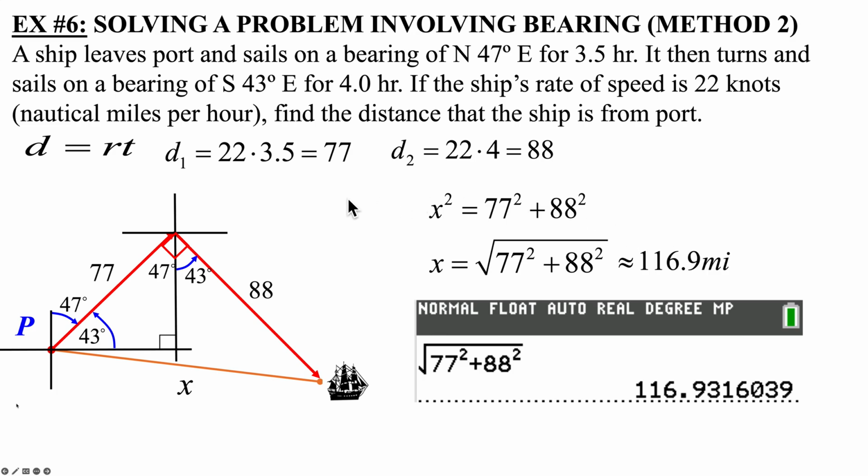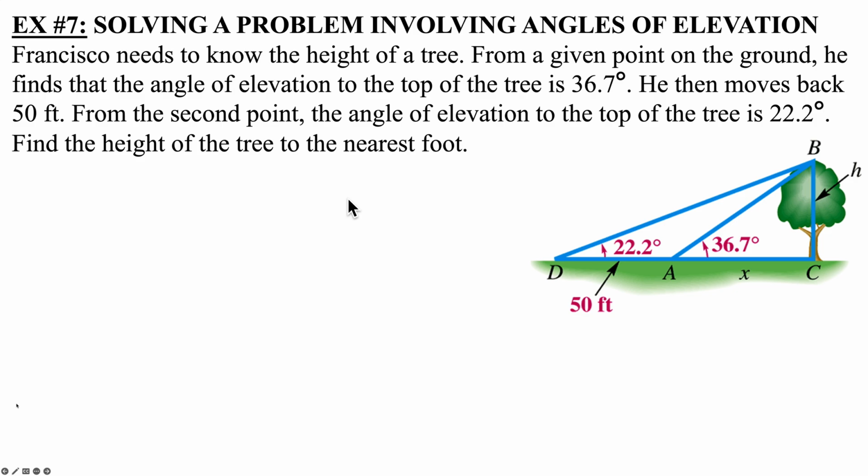All right, now for the dreaded difficult problem. Right triangles inside of right triangles. These are the difficult ones. So you may need to pause and make sure you understand everything that's going on here. Francisco needs to know the height of a tree. From a given point on the ground, he finds that the angle of elevation to the top of the tree is 36.7 degrees. So he's at point A. He then moves back 50 feet. From the second point, the angle of elevation is 22.2 degrees. Find the height of the tree.